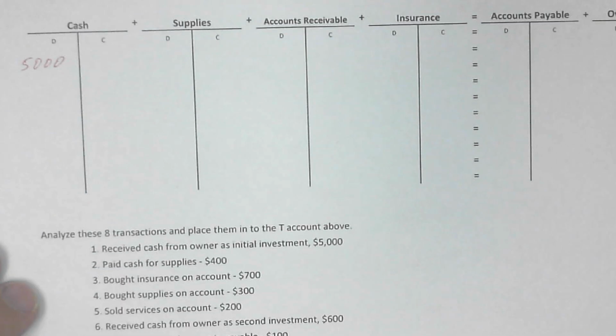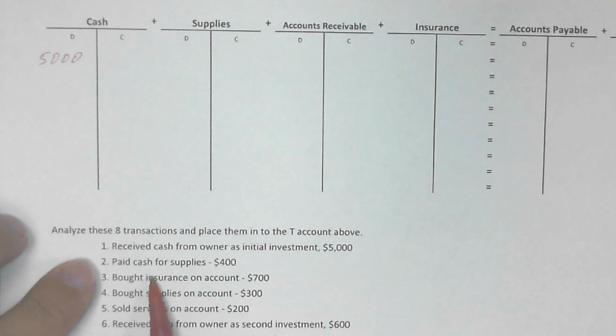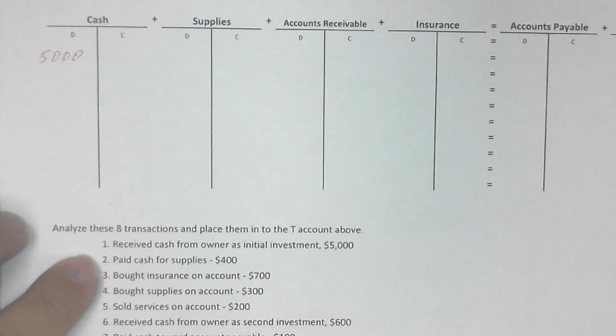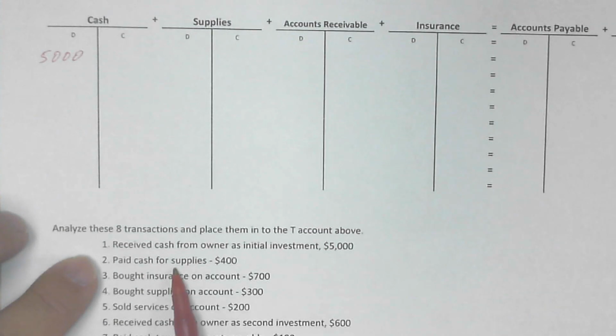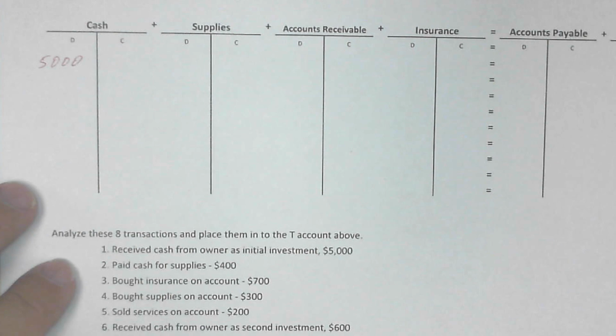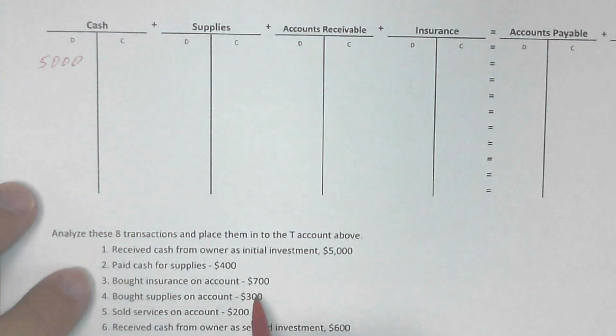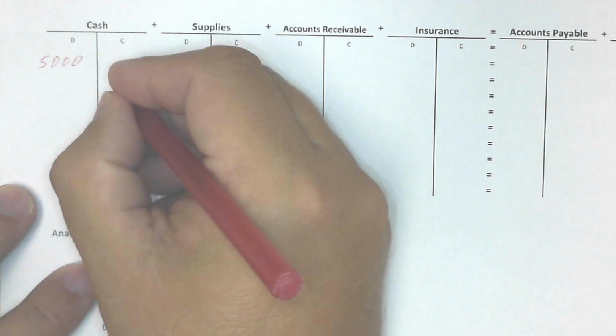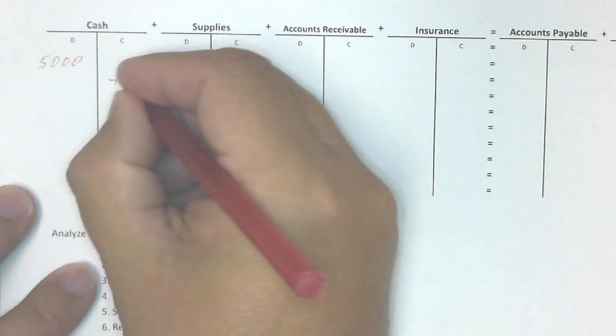So then we've got our next transaction, paid cash for supplies. So our cash, increase or decrease? Right, decrease. So we'll have a decrease of $400, and a decrease goes on the credit side.